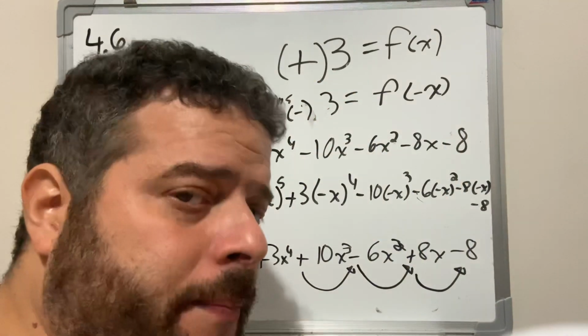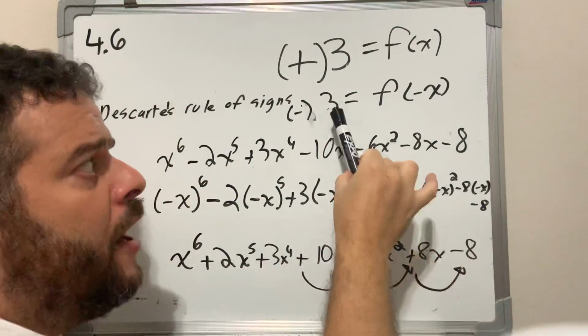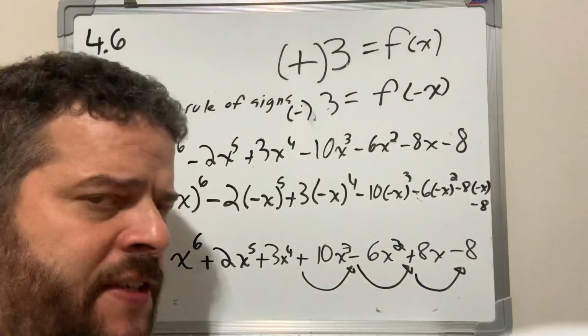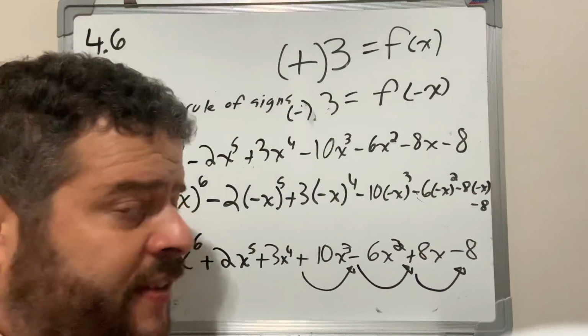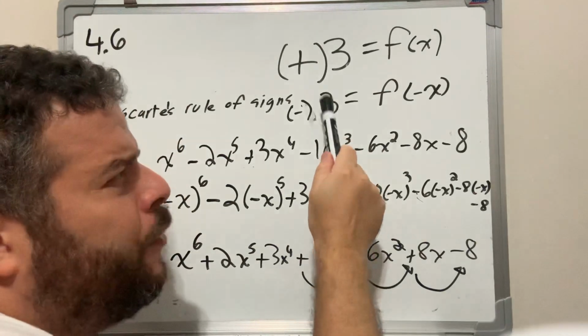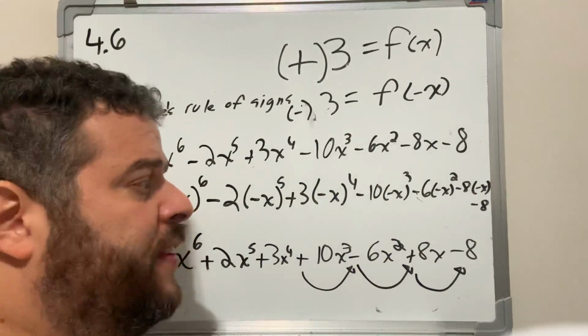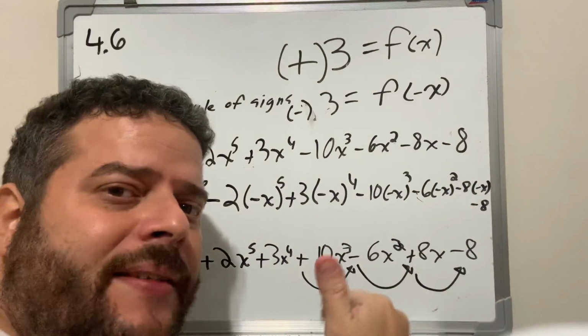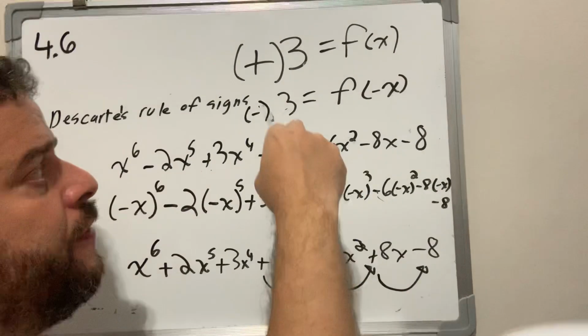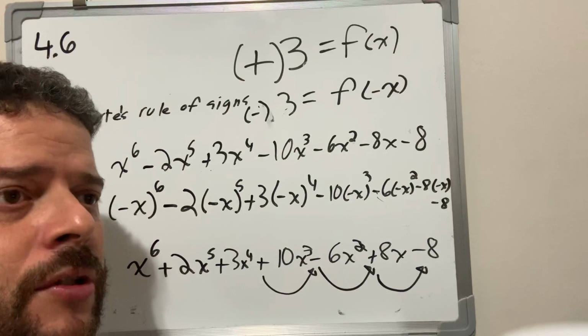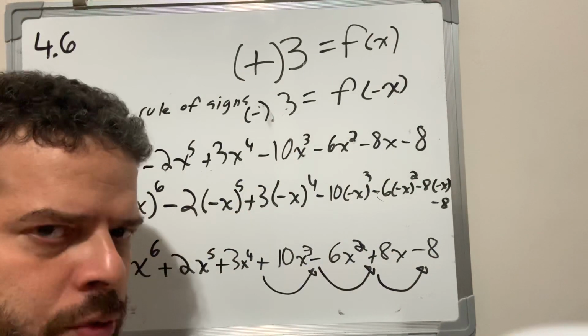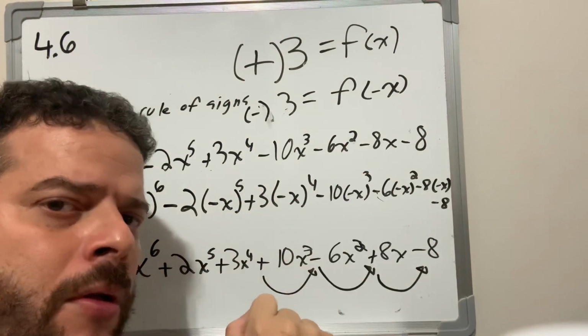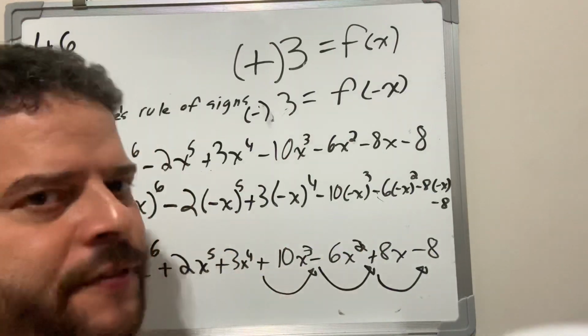What does this tell me? That there are up to 3 negative zeros or solutions. It's the exact same thing. So up to 3 negative solutions. And the same rule applies of subtracting 2. So it's either going to have 3 negative solutions or one negative solution. It's impossible for it to have two negative solutions.